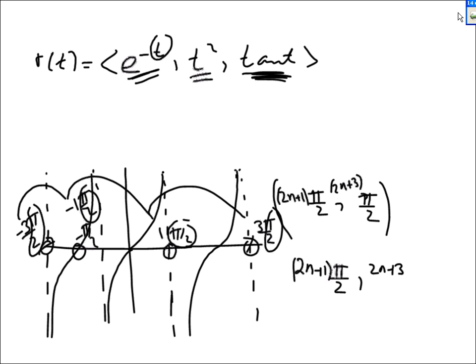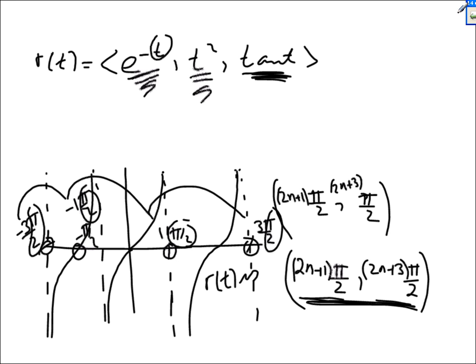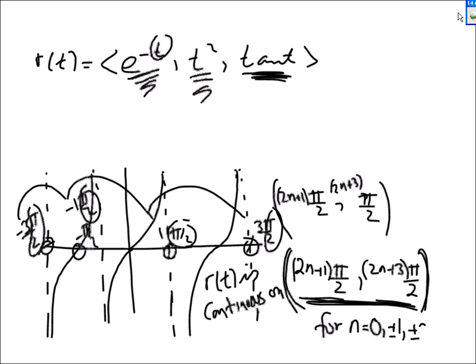The tan graph is continuous in this interval. And since the other function, e to the negative t and t squared, was continuous everywhere, this is the only restriction, the only constraint. R of t is continuous on this interval for n equals 0, plus or minus 1, plus or minus 2, etc.